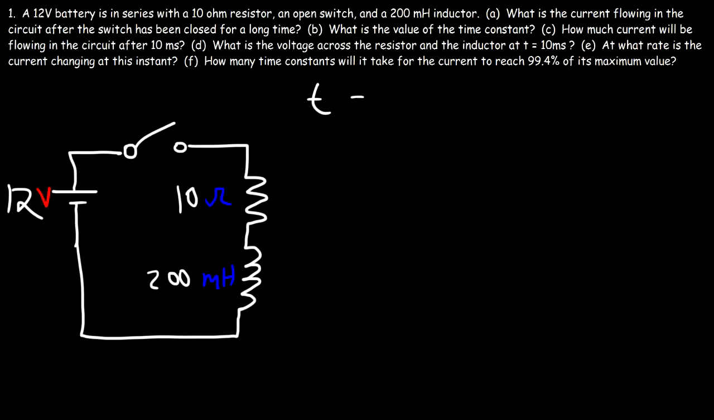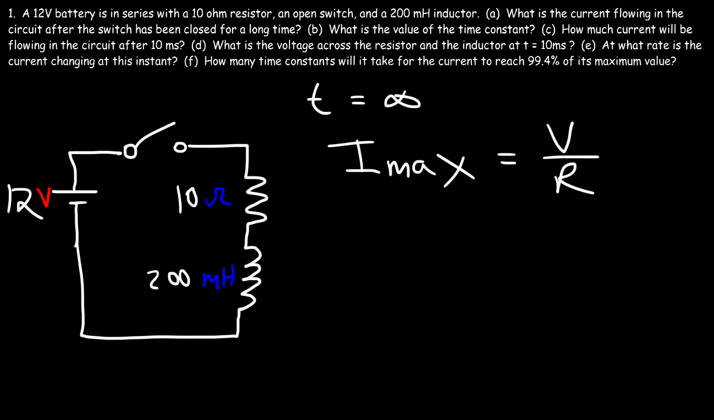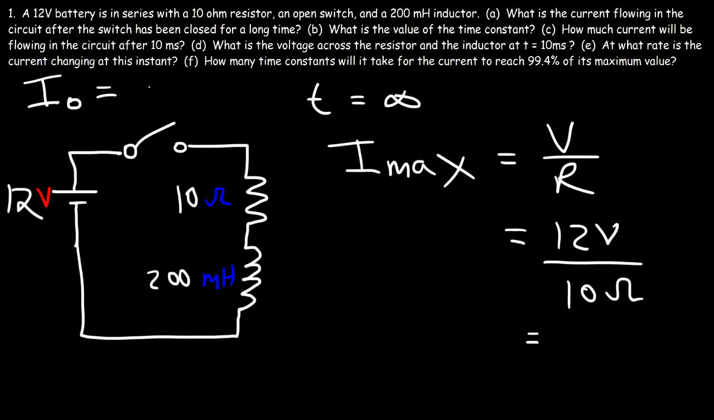So at t equal to infinity, the current is going to be at a maximum once we close the switch. And so that maximum current is simply the voltage of the battery divided by the resistance of the circuit. So it's going to be 12 volts divided by 10 ohms, which is 1.2 amps. So the maximum current, which I'm going to call I0, is 1.2 amps. And so that's the answer for part A.